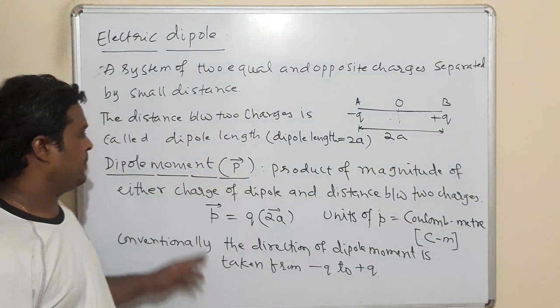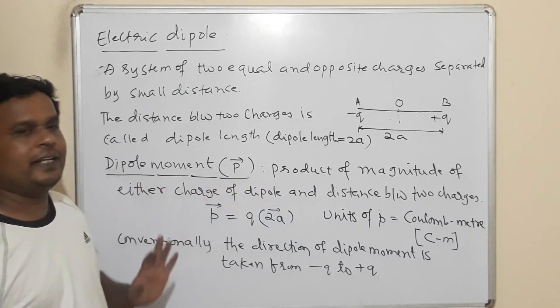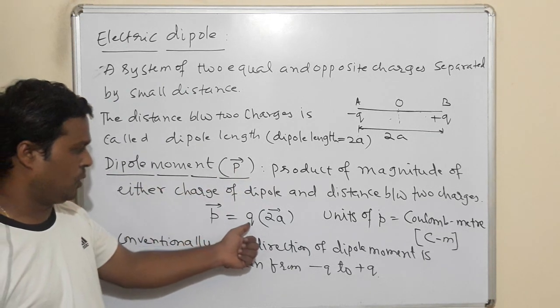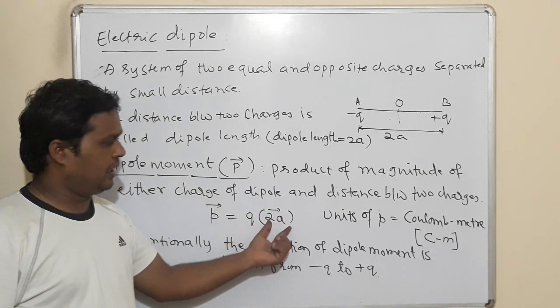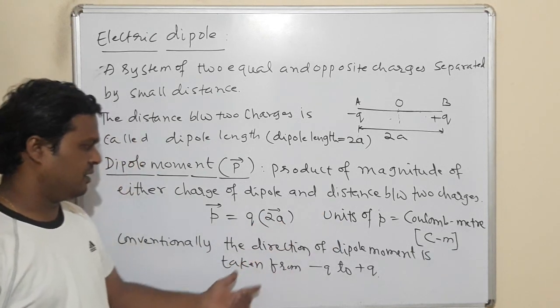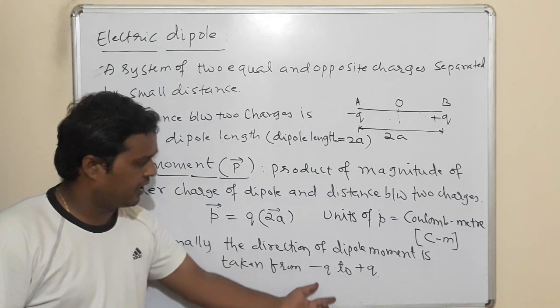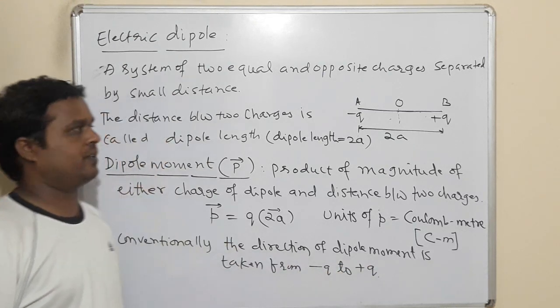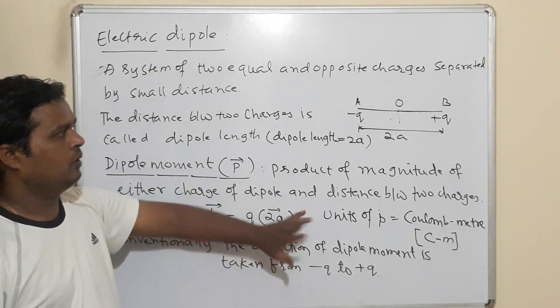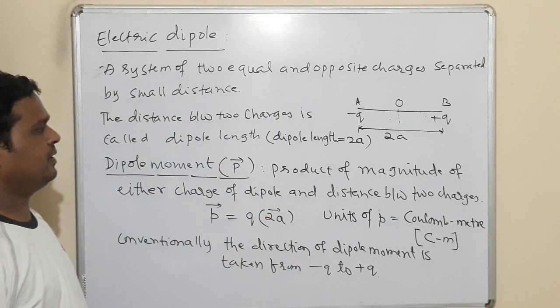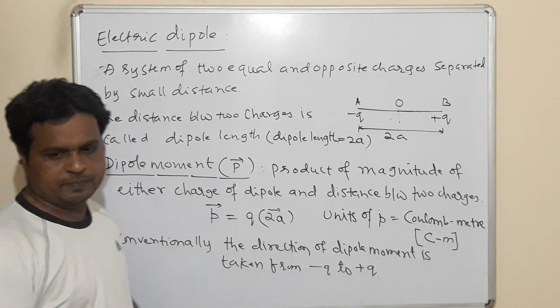And what is dipole moment? It is the product of one of the charges multiplied by the dipole length. Generally it is a vector whose direction is taken from the negative charge to the positive charge. These things you have to remember about the dipole before going on to find the electric field. You make a note of these things.